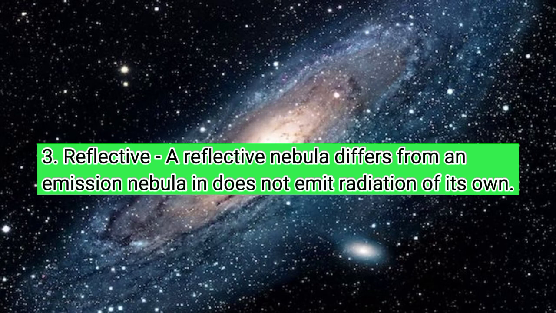The third one is reflective. A reflective nebula differs from an emission nebula in that it does not emit radiation of its own. It is a cloud of dust and gas that reflects the light energy from a nearby star or group of stars. Reflection nebula are frequently the site of star formation. They usually tend to be blue in color because of the way that the light is scattered. Blue light is scattered more efficiently. The Trifid Nebula in Sagittarius is a good example of a reflection nebula.